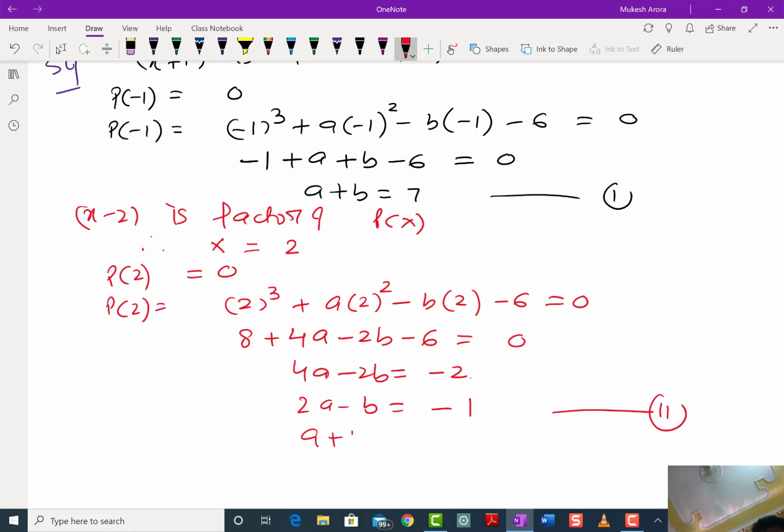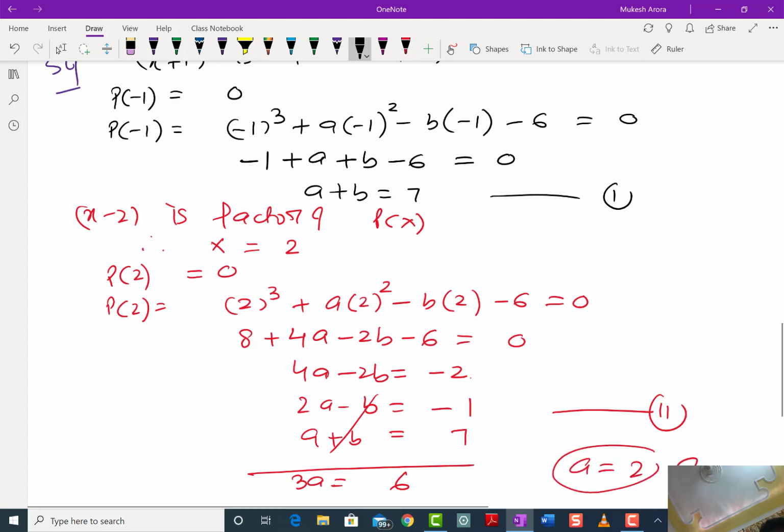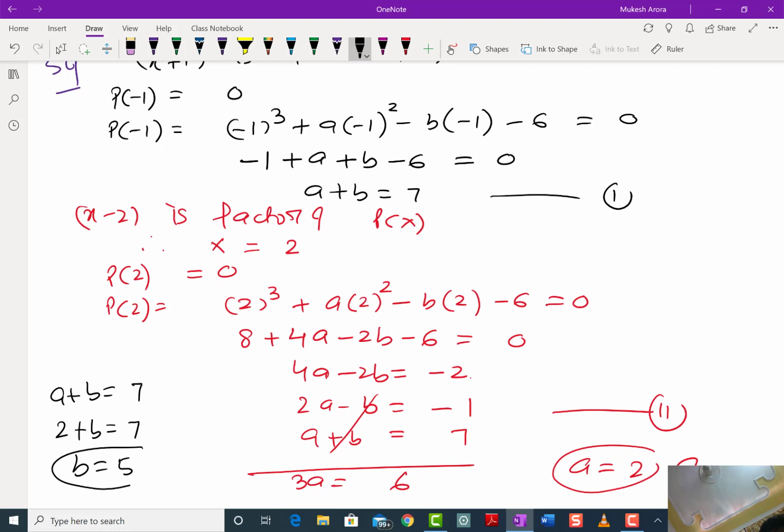And a plus b is equal to 7. Cancel. 3a is equal to 6, a is equal to 2. This is the first answer. We can find the second answer here only. a plus b is equal to 7, so 2 plus b is equal to 7, b is equal to 5. That is our second answer. So this is the way you have to do the sum.